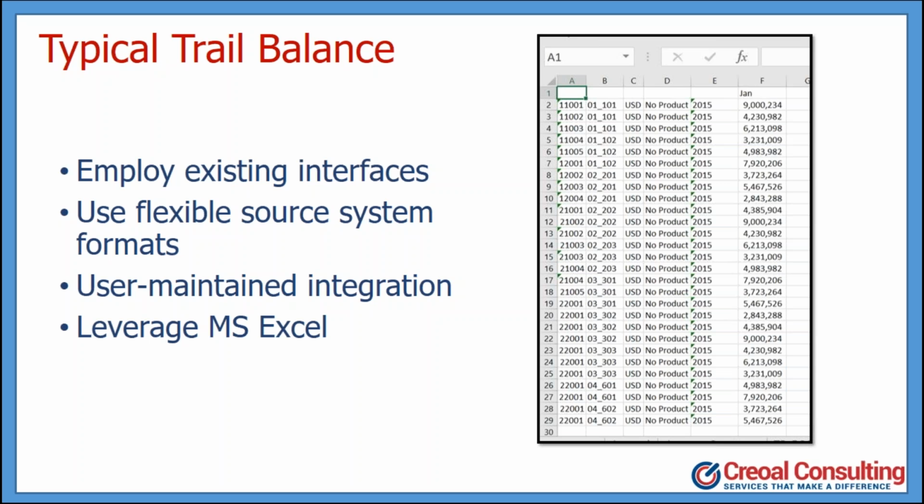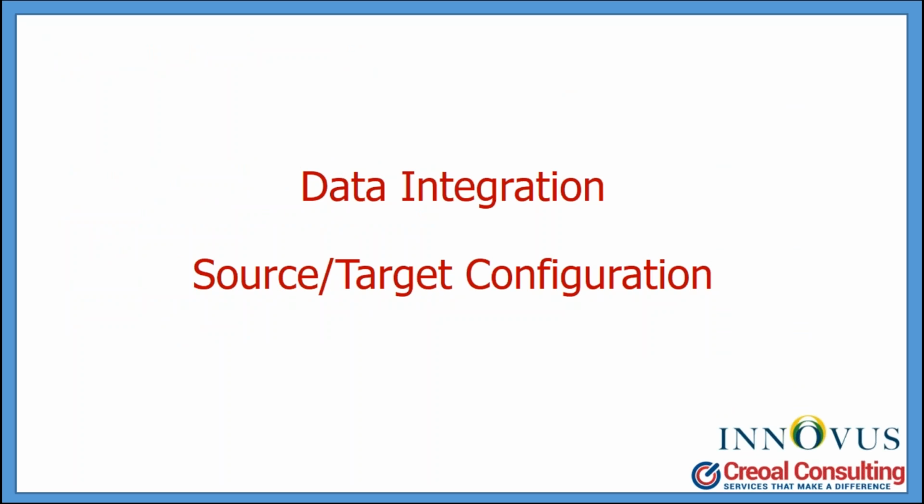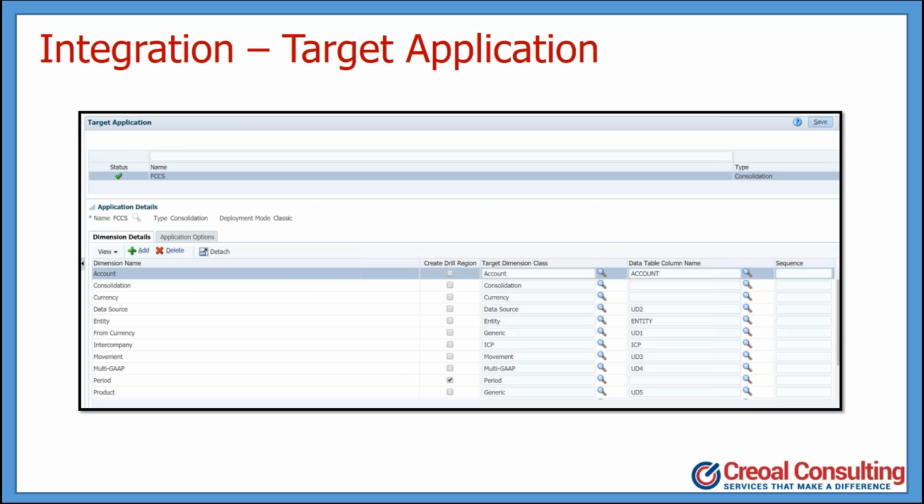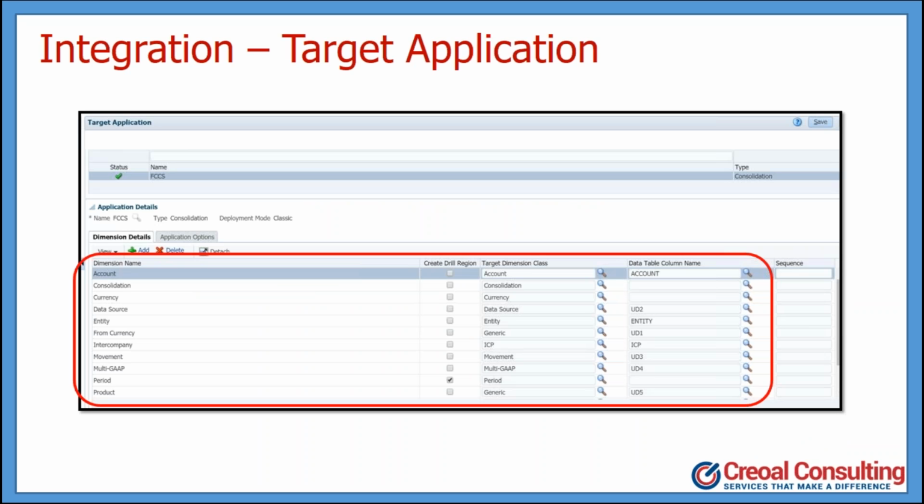As I mentioned, it's a user-maintained integration, and you're leveraging Microsoft Excel to do a lot of this work. In fact, what I'm about to show you with creating the mappings, I'm doing through the web forms. You can actually bring those mappings down into Excel, manipulate them with Excel, and then upload them back into data management. So to kick things off here, data integration, the source target configuration. As with any tool, you have to configure your source, your ERP system, and your target, which eventually would be FCCS. So at a high level, what does this look like within data management?